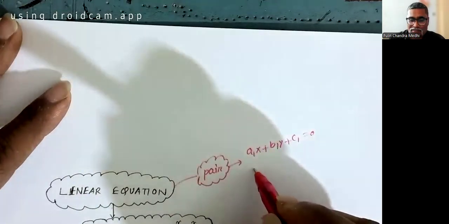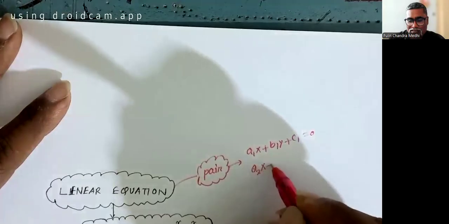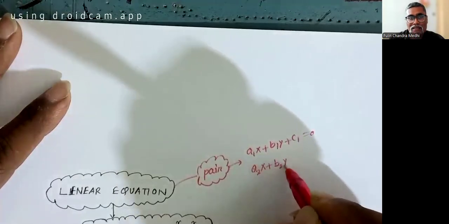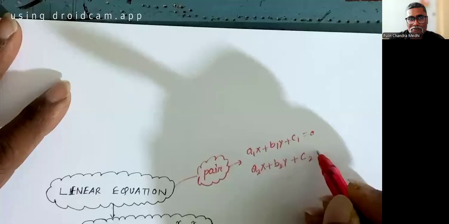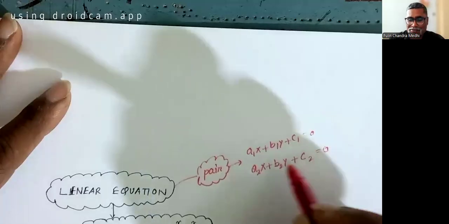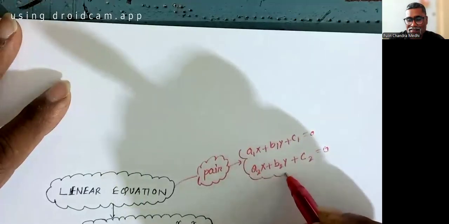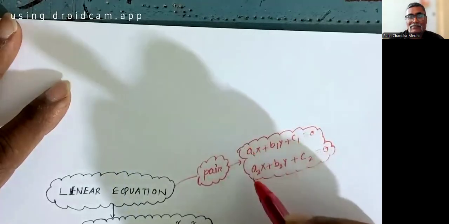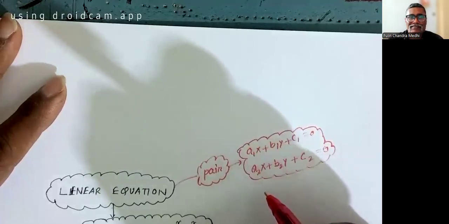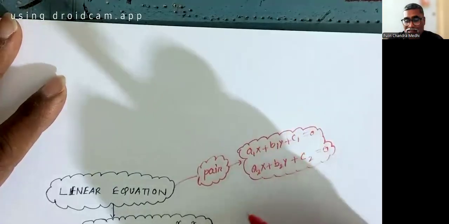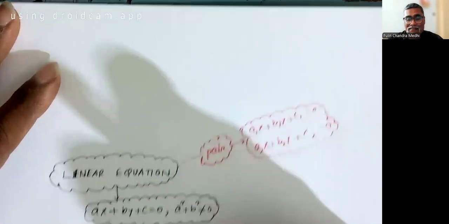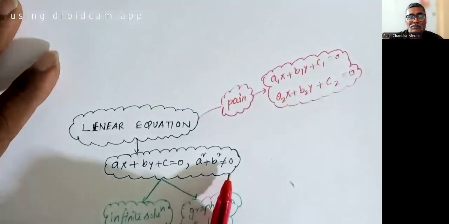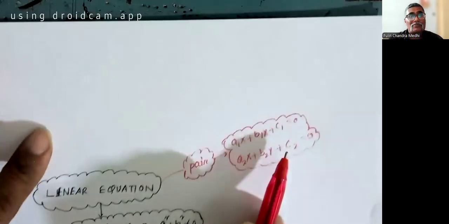a2x plus b2y plus c2 equal to 0. So this together is giving you a pair of linear equations. Got it? Now here you see, as we have written already this condition, a square plus b square not equal to 0. This same condition will be true here also. So we are not writing it. Just think about it, that this is valid.